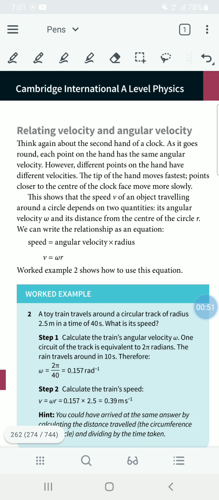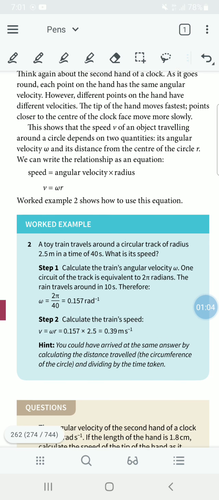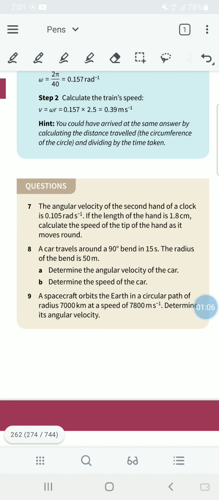This can be equated as follows. Put a comma and write down speed equals angular velocity into radius, v equals omega r. Write that, and then let's move to question number 7. You should try these questions by yourself first, and after you have tried them, we are discussing. Watch this after you have done it by yourself.